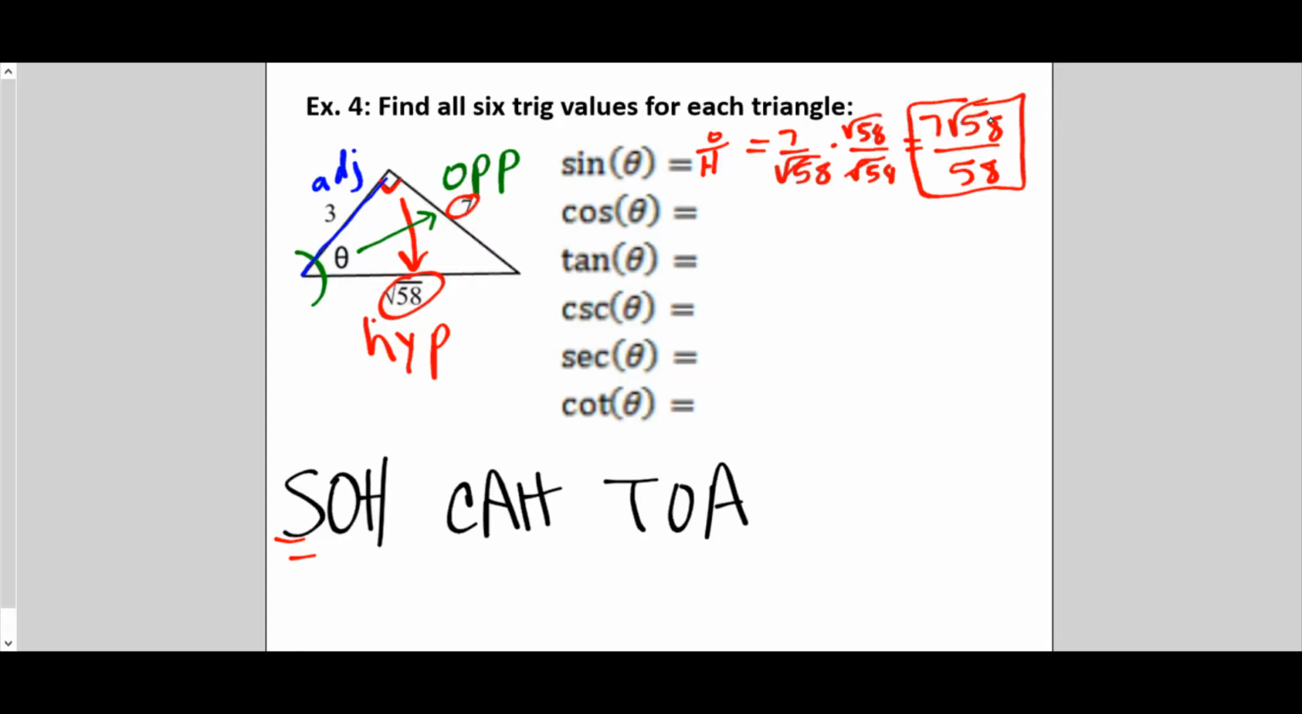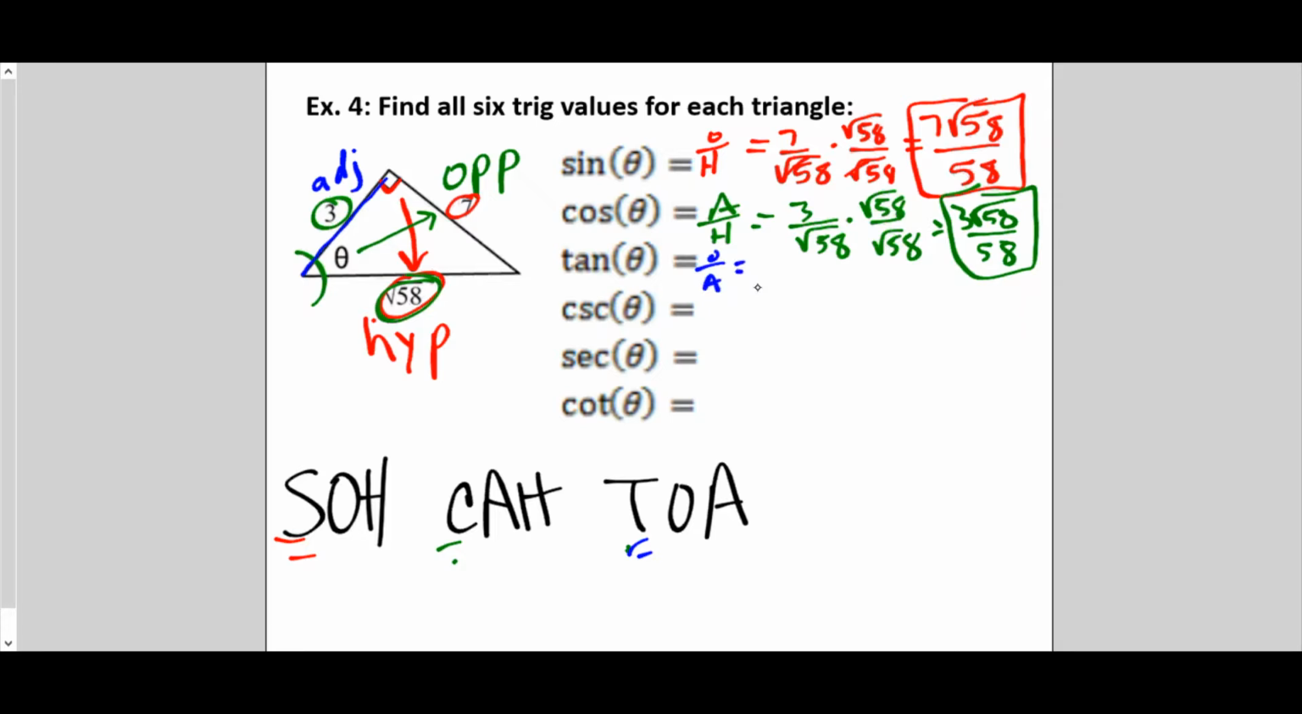Cosine of theta, remember, cosine is adjacent over hypotenuse, so A over H. So this will be 3 over square root of 58. Again, don't leave square roots in the bottom. So I'm going to multiply by root 58 over square root of 58. And this will get me 3 square root of 58 over 58. Tangent. So tangent, this is opposite over adjacent, so O over A. Opposite is 7. And adjacent is 3, so it's 7 over 3.